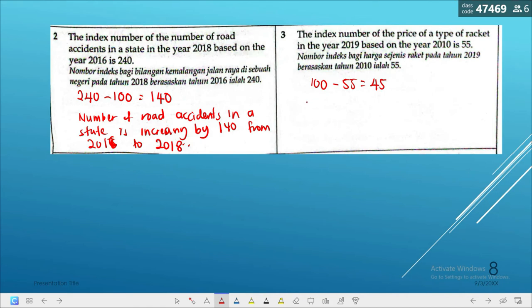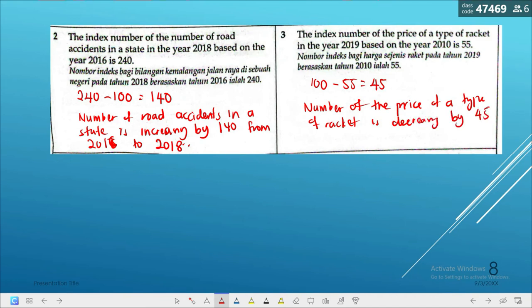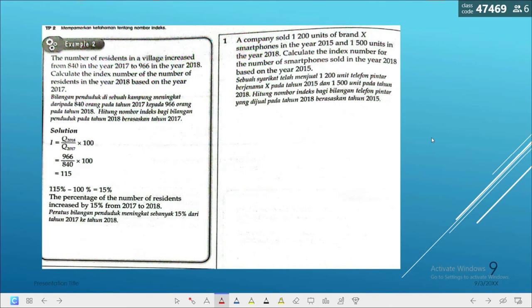So here you can put how you want to interpret it: the price of a type of racket is decreasing by 45 from 2010 to 2019. Okay, so we move to the next example.